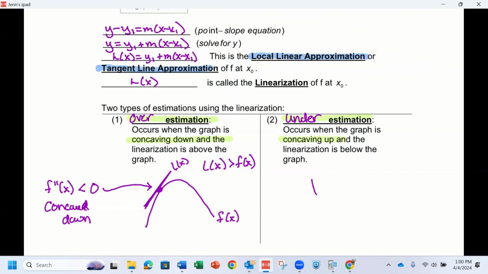So again, if I have a graph that's concave up, I'm going to call that f of x. And I write the equation of a tangent line at a particular point. There's my L of x. You can see what happens. The tangent line is now below the curve. So when I'm using the tangent line, I'm using the y values on the tangent line to come up with an approximation for f of x. You can see those y values are less. So what happens is your L of x is less than f of x.